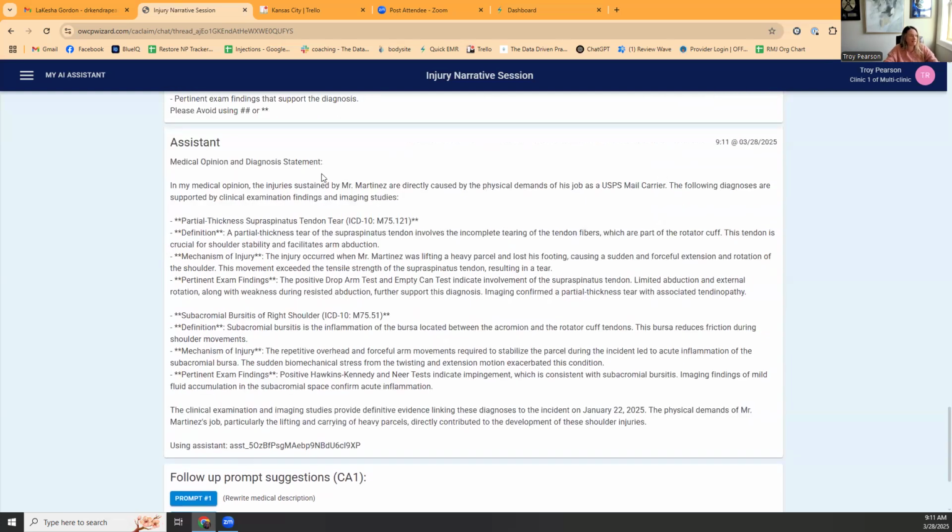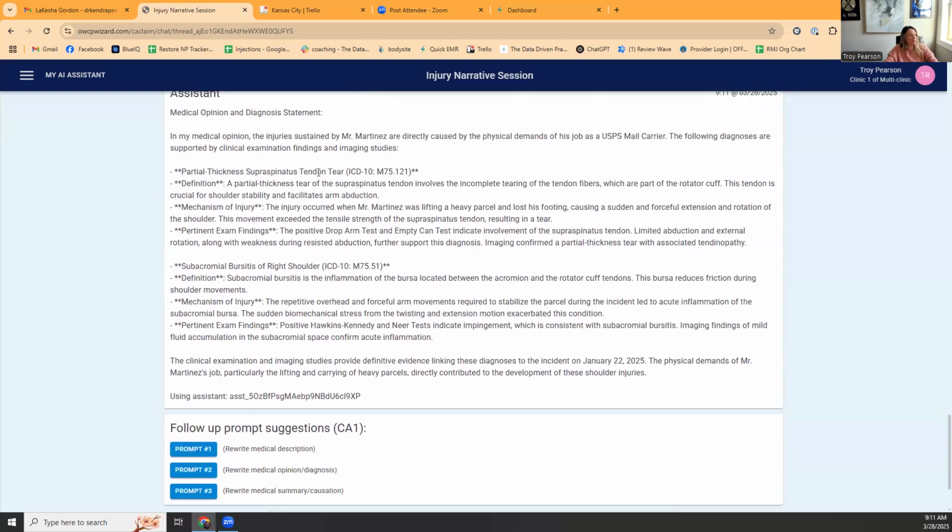So we have a clear, concise opinion statement. So in my medical opinion, this happened. We're going to address each diagnosis. It's going to give a definition of what a supraspinatus tendon tear is, the mechanism of injury of what happened. Again, repeating, because it's important, as Federal Injury Centers has taught all of us, it's important to repeat yourself so that they get the hint.